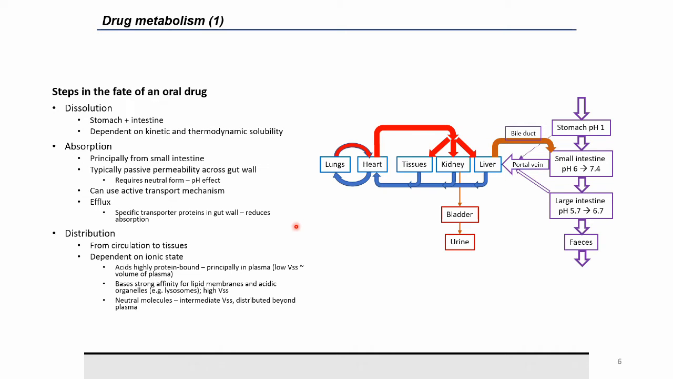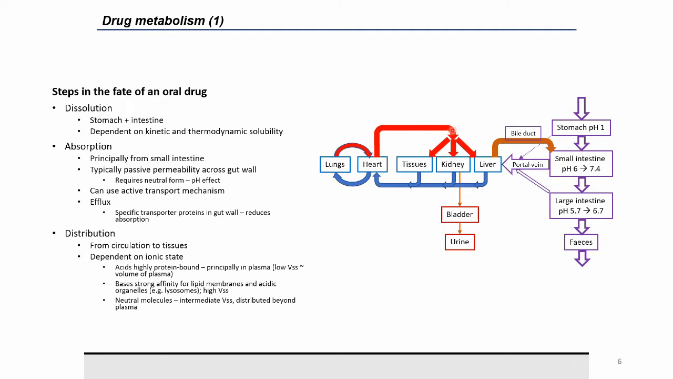There are also specific transporter proteins in the gut wall that are there to get rid of things that the body doesn't want, so-called efflux transporters. If your drug molecule is a substrate for efflux transporters, you may find that although it's quite permeable, it gets kicked out again very quickly.